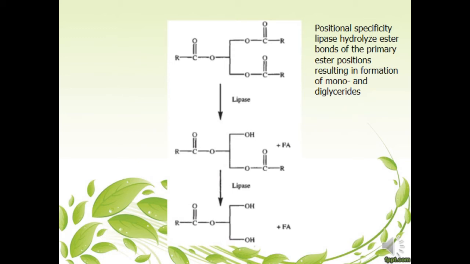So this is the mechanism of lipase in the hydrolysis of ester bond. This will result in the formation of fatty acids, and mono and diglycerides. Initially it's a triglyceride, with fatty acids at positions 1, 2, 3, and in the presence of lipase enzyme, it will break the ester bond of the triglyceride. So it will form monoglyceride and also diglyceride.